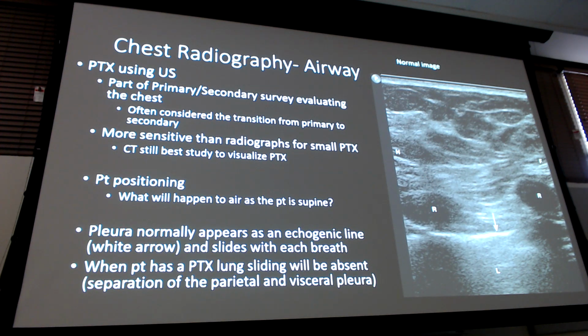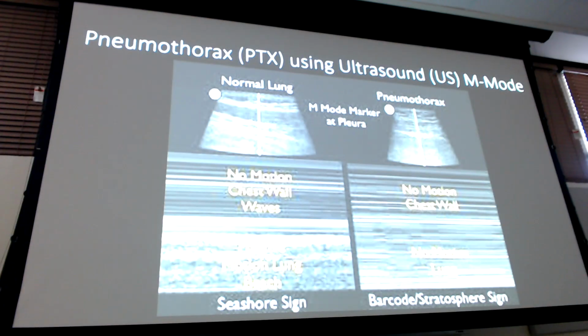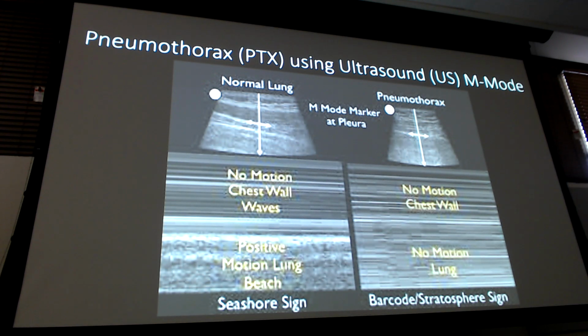So you want to place that line where the white arrow is, in between the ribs, so you can get the pleura and the lung, and then you hit M mode. Then what it does is it spans out the motion, and it gives you one of these 2 pictures.